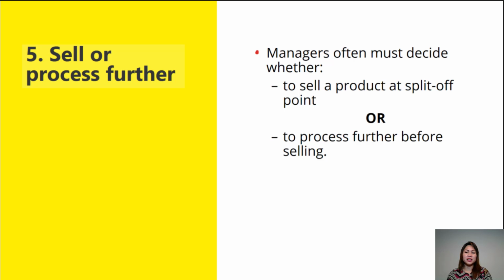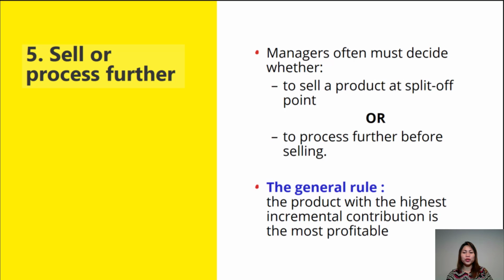When making a decision about whether to process a joint product beyond the split-off point, the joint costs are irrelevant because they are sunk costs. Once managers decide to produce a group of joint products, the joint costs are unavoidable and therefore irrelevant for product emphasis decisions that identify the final products from a joint process. The product with the highest incremental contribution is the most profitable and should be emphasized in this scenario.